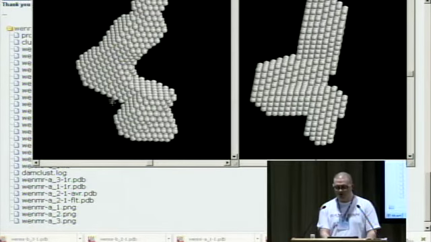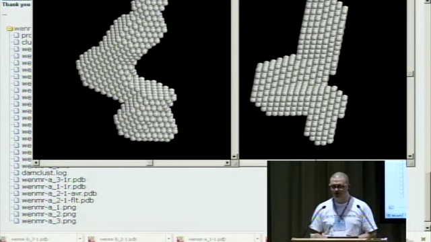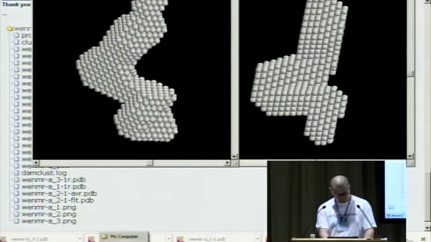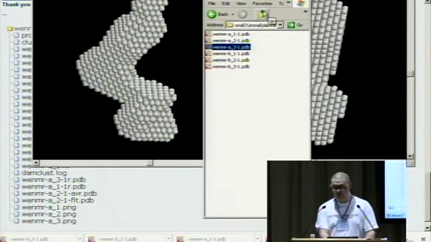And now we can do something interesting. We can compare this to the actual high-resolution structure of this protein A that I happened to have.